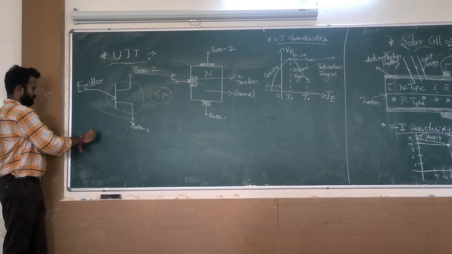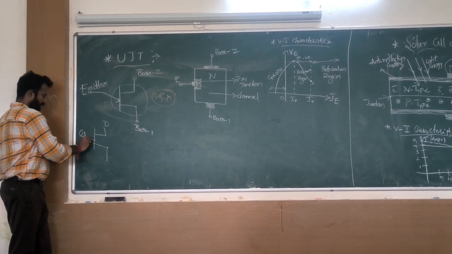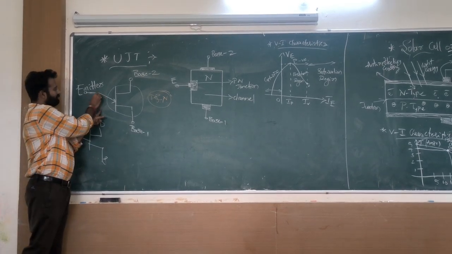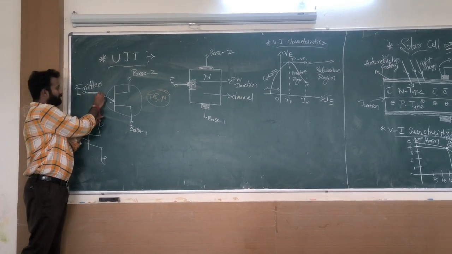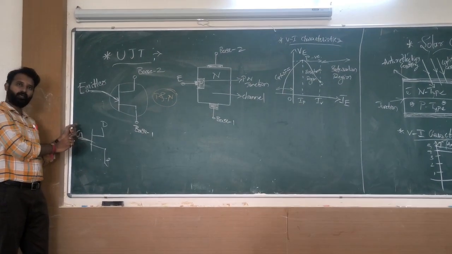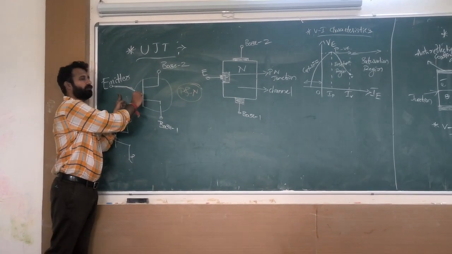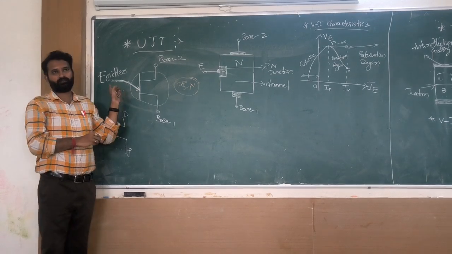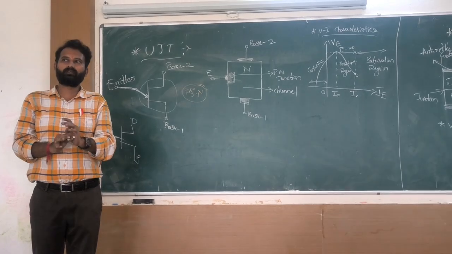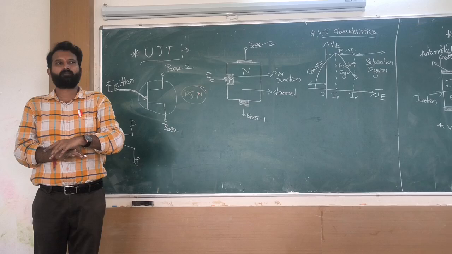What are the terminals of a JFET? Gate and source. But apart from that, here the emitter terminal is bent. Here we have the gate, here we have the emitter. The third terminal is bent over, so you can see the arrow mark. Understandable? The symbol is just like a JFET. The only difference is that the emitter terminal is bent.